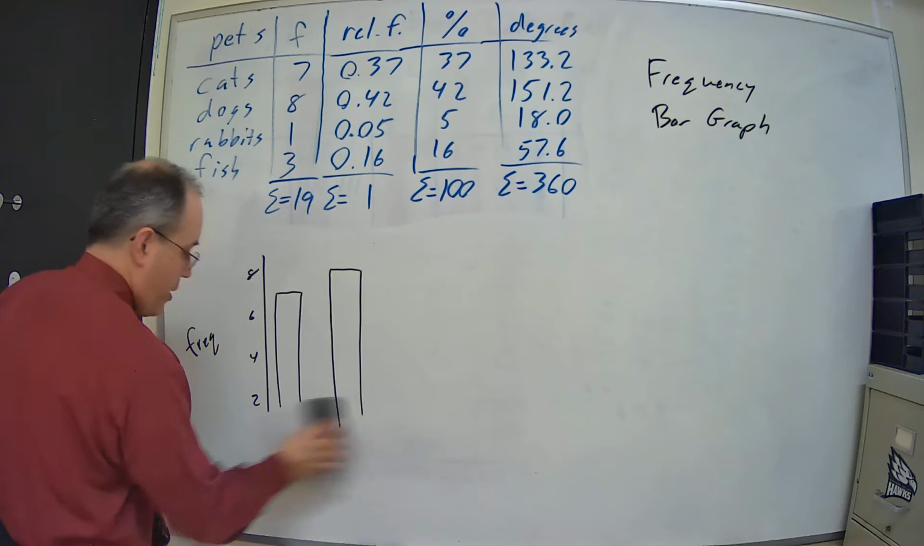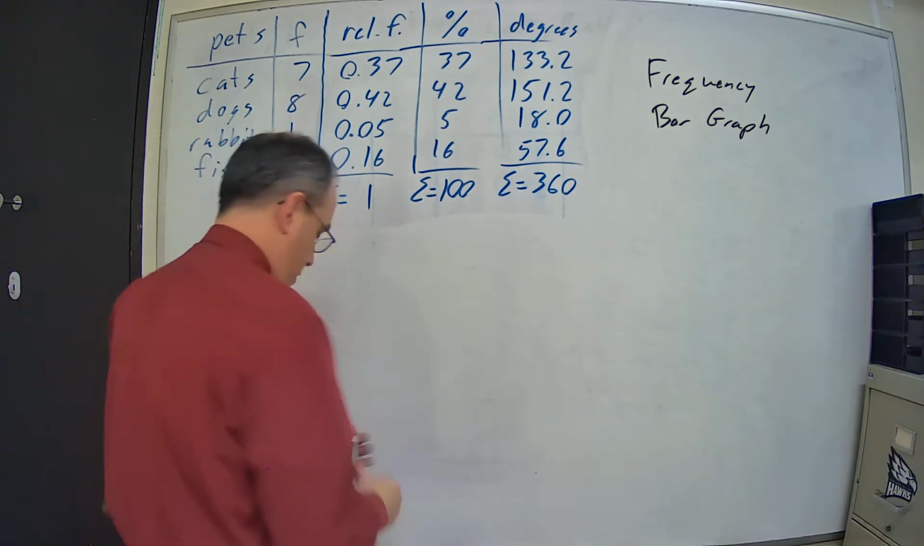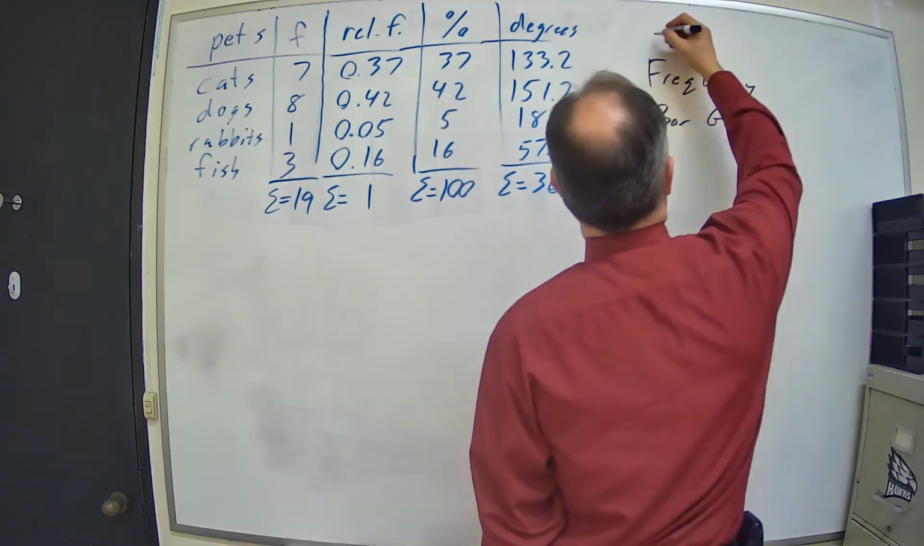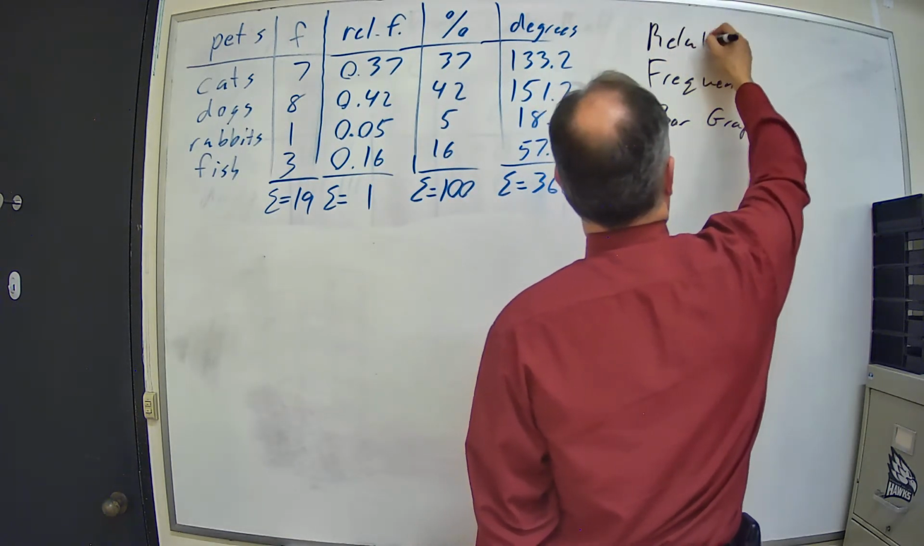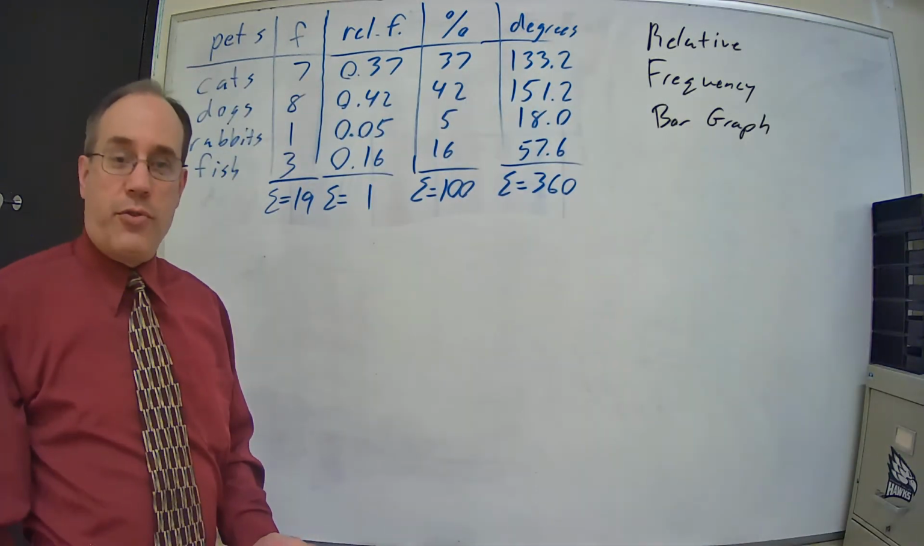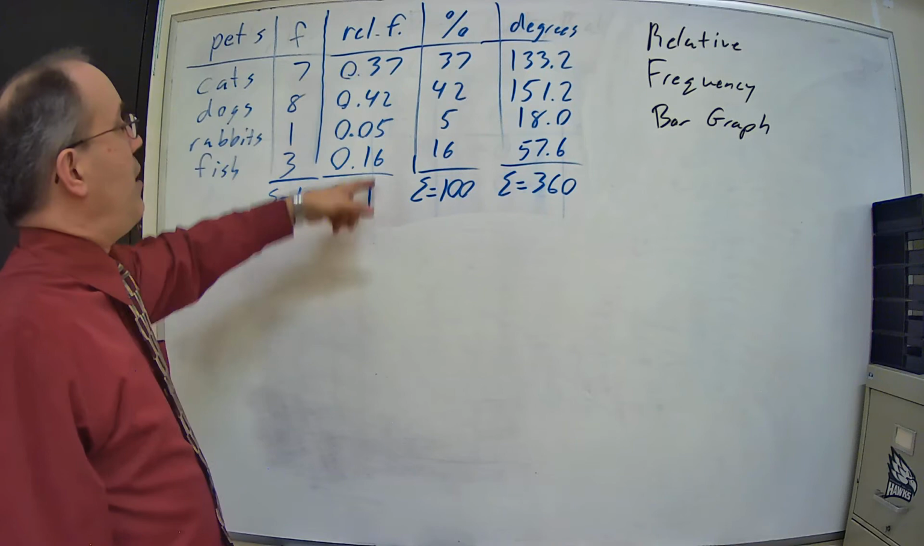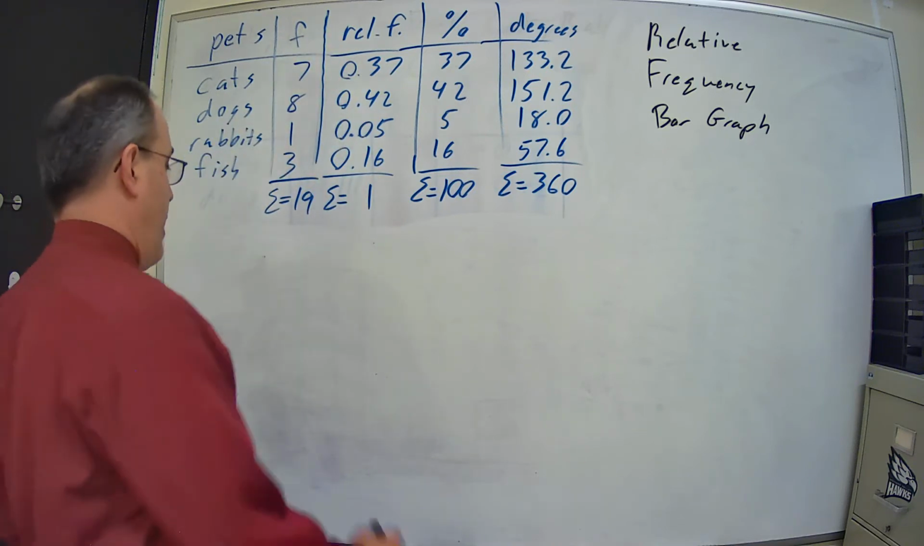Well, what if I want to do a relative frequency bar graph? So we're just going to make this relative frequency bar graph. What's the difference when I make it a relative frequency bar graph? Just the fact that we're going to be using the relative frequency on the y-axis.